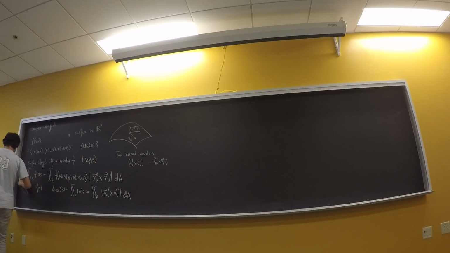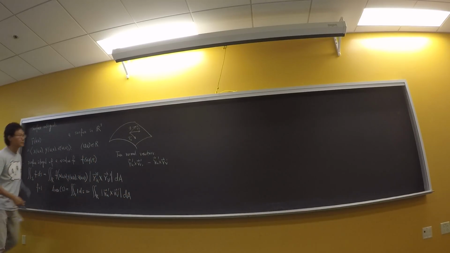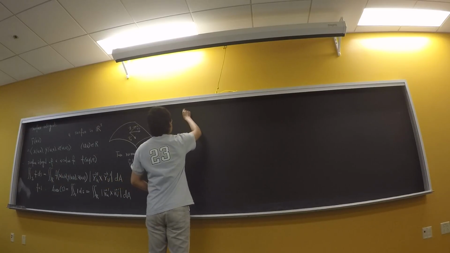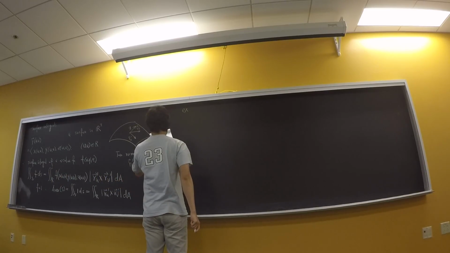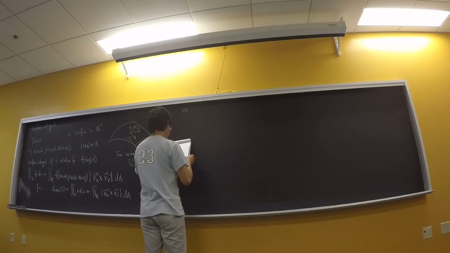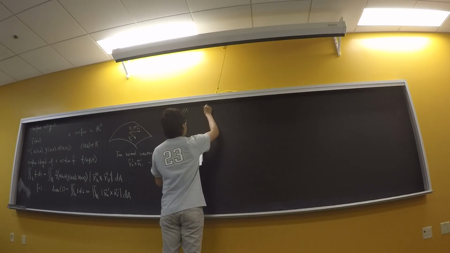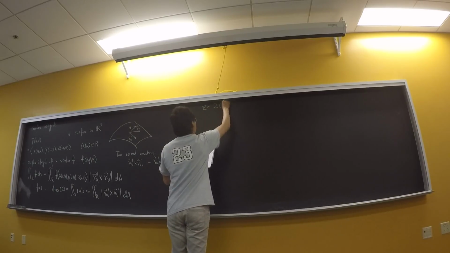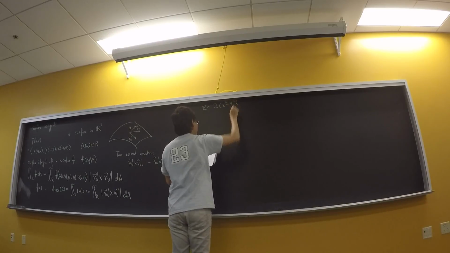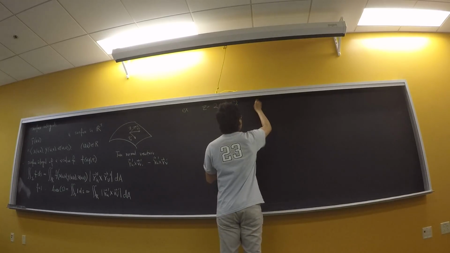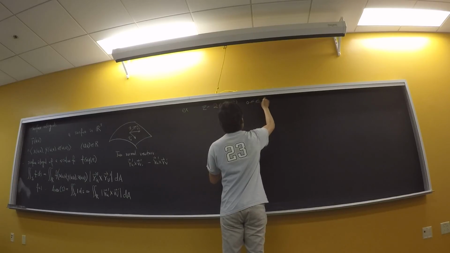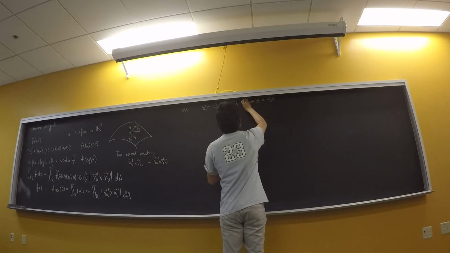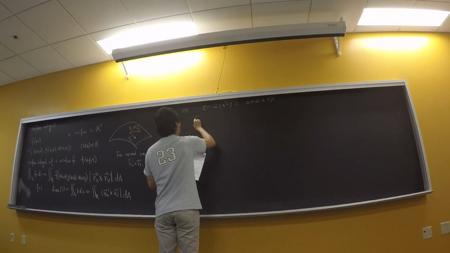Okay. So I want to give you one example here. So let's say I have a surface z is equal to 2x squared plus y squared. And z is bounded between 0 and 50. I want to find the area.